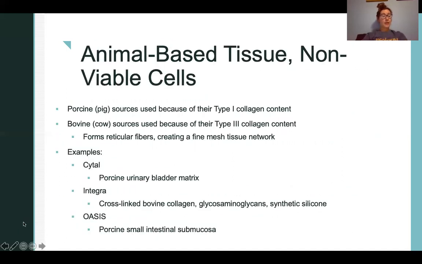For the animal-based tissues, non-viable cells, we have porcine, which is pig, and its source is used because of their type 1 collagen content. Bovine is cow, and its source is used because of the type 3 collagen content, and it forms reticular fibers, creating a fine mesh tissue network. Some examples of this would be Cytal, which is porcine or pig urinary bladder matrix. Integra is cross-linked bovine collagen, glycosaminoglycans, and synthetic silicone. Oasis is pig small intestinal submucosa.